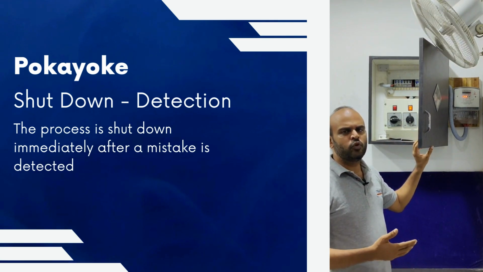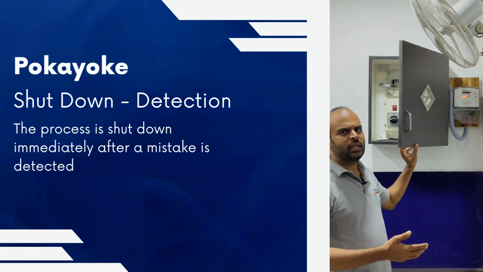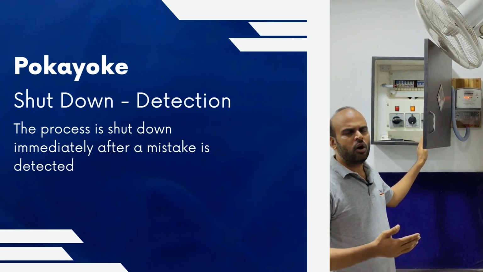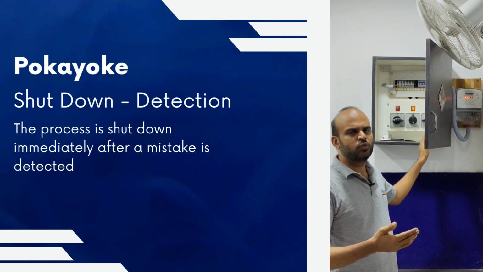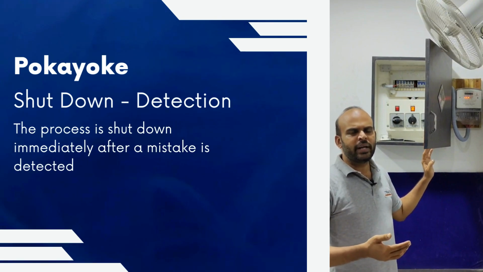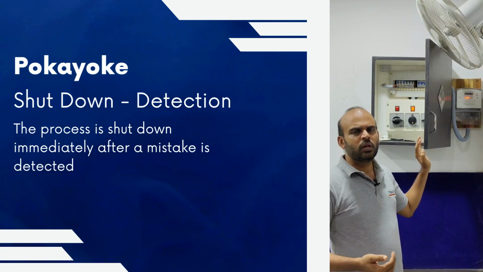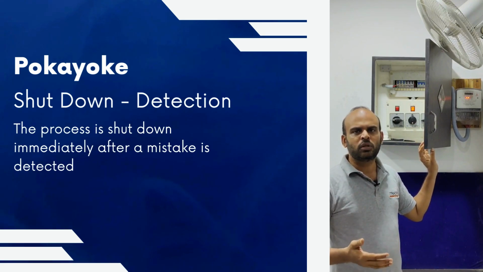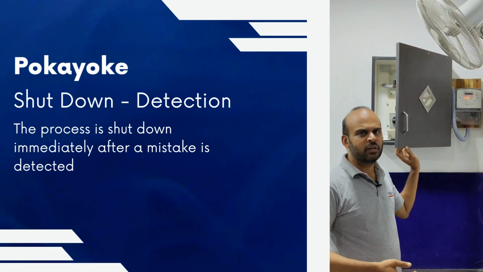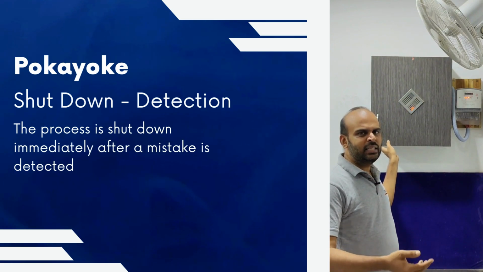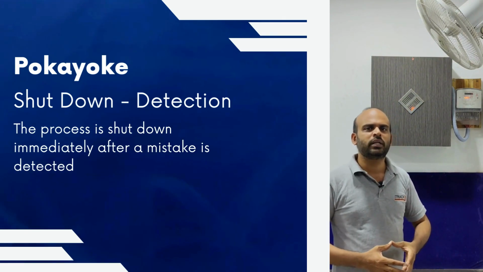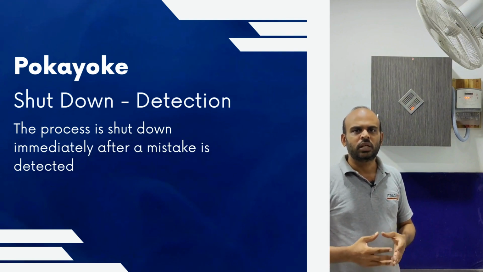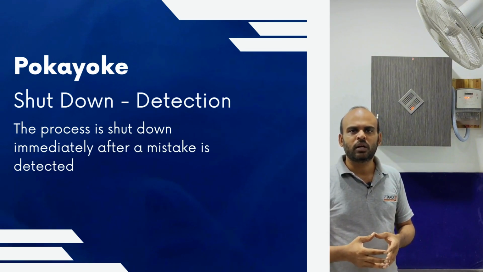So what is the role of a fuse or a tripper? When an abnormal voltage or power supply is identified, in order to avoid any further damage in the circuit, the tripper or fuse gets blown off, and the purpose is to make sure that the process shuts down to avoid any further damage. So this is a very easy to understand example of what we call shutdown detection. Shut down the process if you identify an abnormality or a defect.